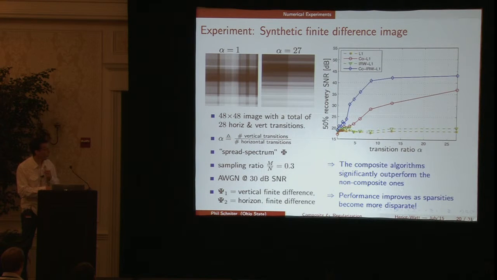But what's interesting now is with these composite algorithms, which can exploit the fact that one operator gives you more sparse solutions than the other, you actually get tremendous gains as that difference gets large. So as one becomes very sparse compared to the other, you actually get a huge gain in terms of the recovery SNR. So this is just a synthetic example to really try to see what's going on. And so that's the point.